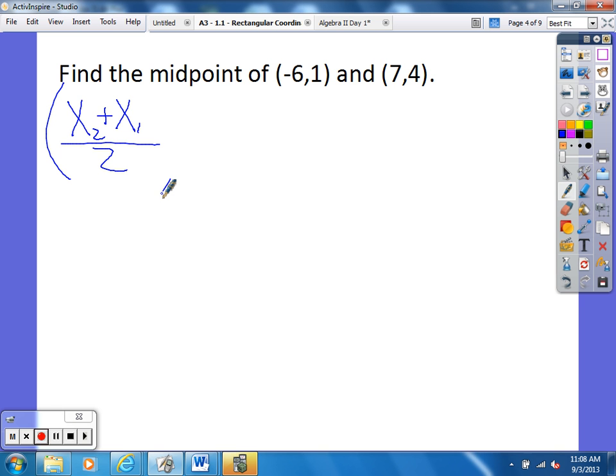Now, here's how you should remember this. You're actually finding the average of the x's. Well, how do you find average? There's your key word right there, Whitney, add. As soon as you said add them together, you knew that. And divide by how many there are, and there's always 2. And then y2 plus y1 divided by 2. So go ahead and figure out your midpoint.